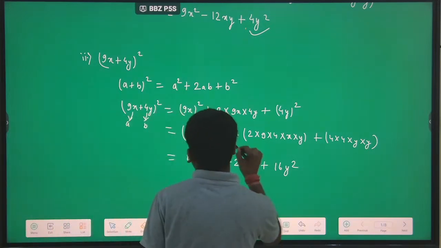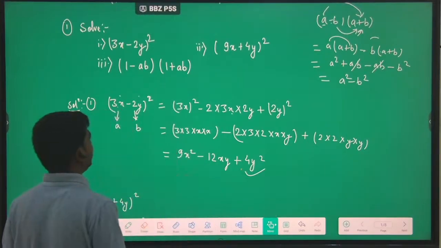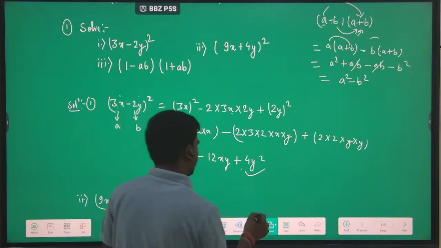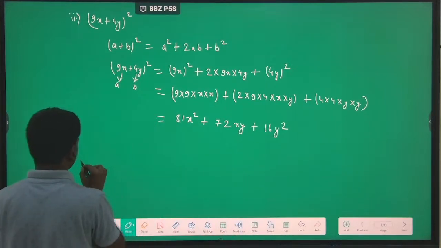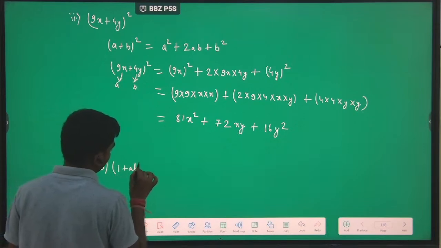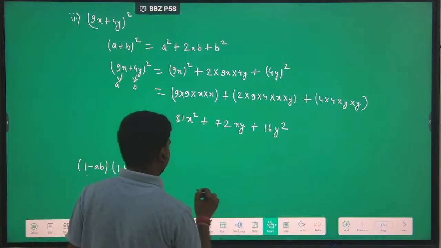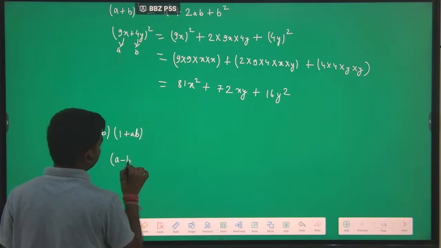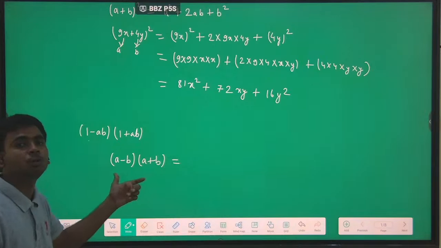Now, our third question is we have to find out the value of 1 minus ab into 1 plus ab. So what is the value of this? To find out the value of this, we have to use the identity a minus b into a plus b. What is it equal to?